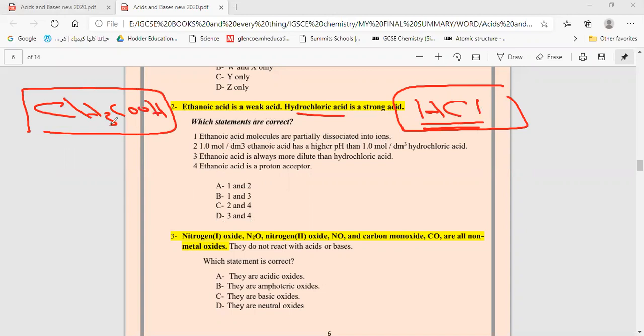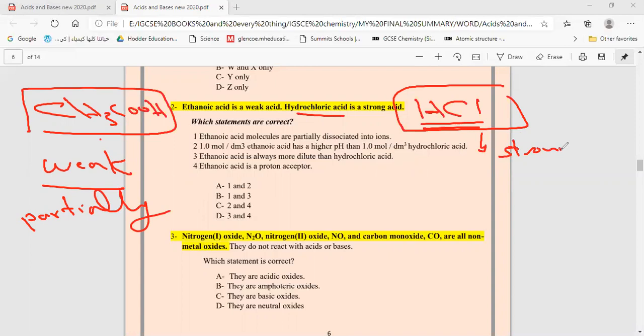Before going to this one, ethanoic acid, weak or strong? This one is weak. Ionized completely or partially? Ionized partially. And this one, strong acid. We know that this one is a strong acid, and ionized completely, complete ionization. Look here, ethanoic acid molecules are partially dissociated. Yes, this one is correct because it is the weak one.